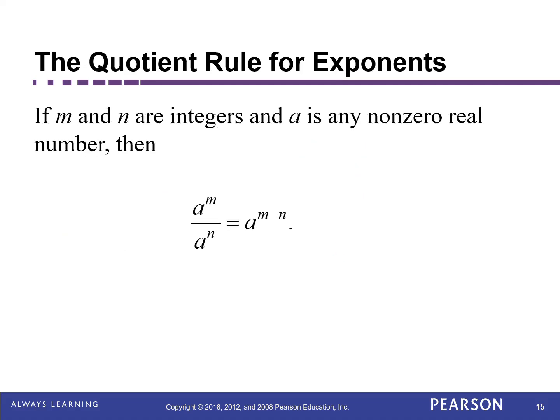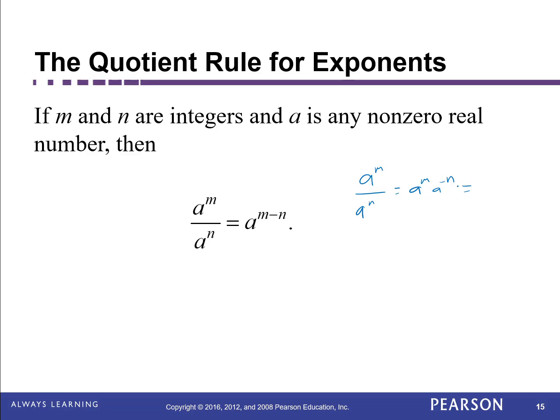Now let's look at the quotient rule for exponents. If m and n are integers and a is any non-zero real number, then a raised to the m over a raised to the n is the same thing as a to the m minus n. Okay, and we can actually kind of see this property if we bring them on the same plane. If I wanted to, I could rewrite this as a to the m times a to the negative n.